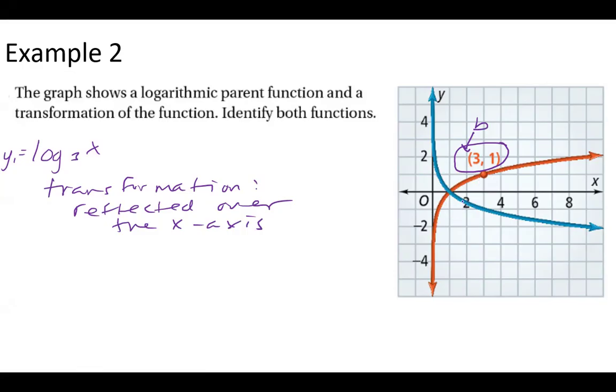Do we see that x-axis reflection? Because I reflected over the x-axis, that means I had to change my y values. If it's the y's that are changing, that's your A, right? That's your dilation. So we know that our A has to equal at least -1.